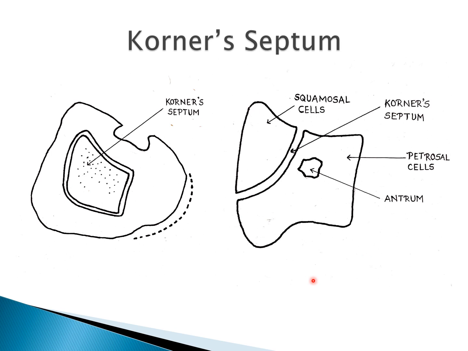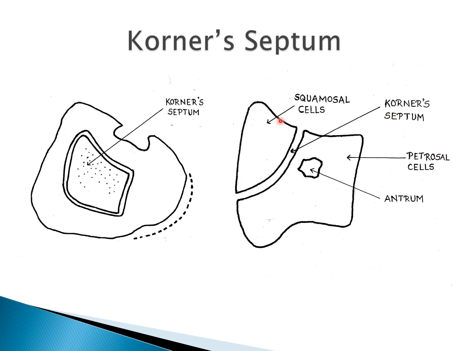Now, Korner's septum. During development, what happens? The superficial squamosal part and the deep petrosal part of the temporal bone fuse, but sometimes there is a persistence of a bony plate between these two parts, the superficial squamosal and the deep petrosal part. This persistent bony plate is called Korner's septum.